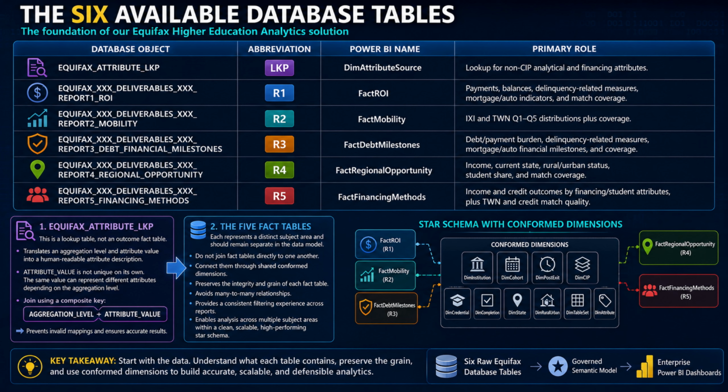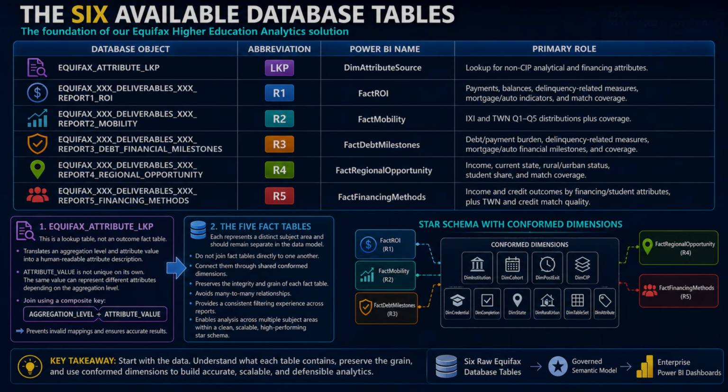Each fact table represents a distinct subject area and should remain separate within the data model. Rather than joining fact tables directly to one another, they should be connected through shared conformed dimensions. This design preserves the integrity and grain of each fact table, avoids many-to-many relationships, and provides a consistent filtering experience across reports. By using conformed dimensions as the common analytical framework, we can analyze multiple subject areas together while maintaining a clean, scalable, and high-performing star schema.